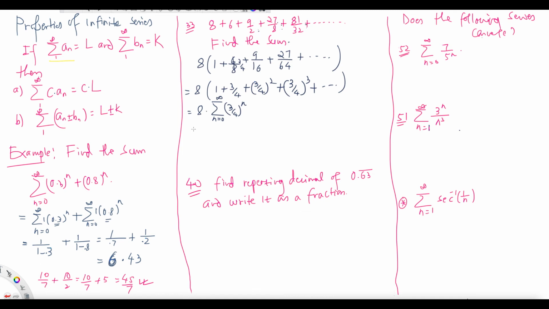Now this is a geometric series with common ratio less than 1. So the sum is 8 times, and a is 1 here, so 1 over 1 minus 3/4. You can write it like that, right? So that is how much? 8 times 1 over 1/4, since 1 minus 3/4 is 1/4. That is basically 8 times 4, which is 32.